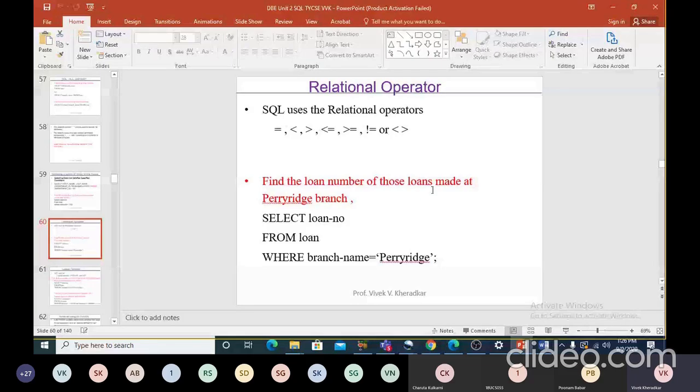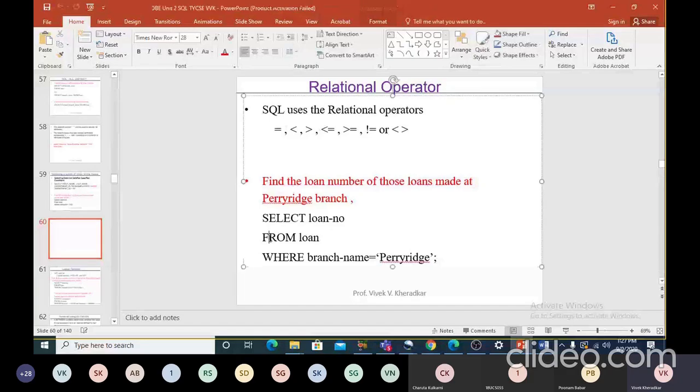Based on this, consider the query: find the loan number of those loans made at the Perriage branch. If I go with this requirement, the first approach is obviously to find out which table will satisfy this requirement. According to the query, you have to find the loan number with the Perriage branch. The table that satisfies this with loan number and branch name is nothing but loan.